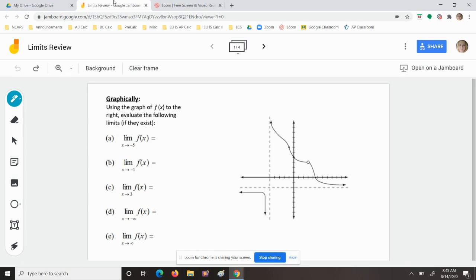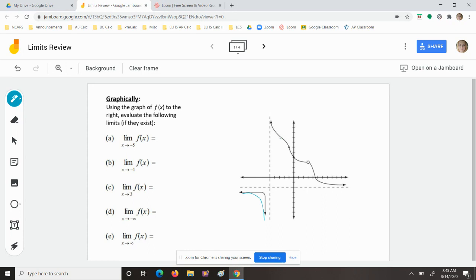For this graph, we want to find limit as x approaches -5 of f of x. So let's take a look as we're approaching -5 from left and right. As we approach -5 from the left, notice that we are getting smaller. Okay, we are going down towards -infinity. As we approach -5 from the right, we are getting larger. Okay, it's going up and up toward positive infinity.